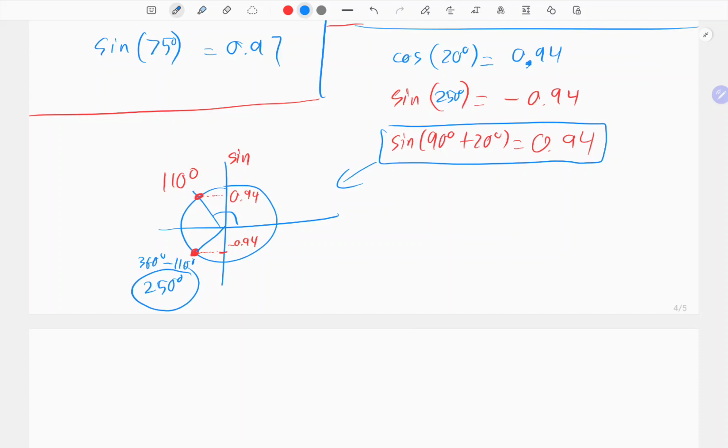What's another answer? What's another angle that would have sine also equal to negative 0.94? 290. How'd you get 290?